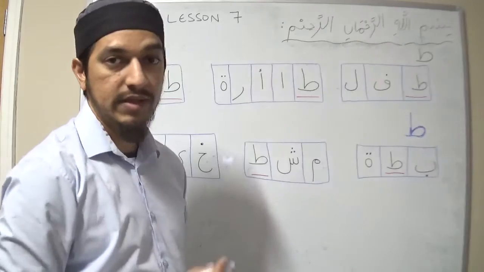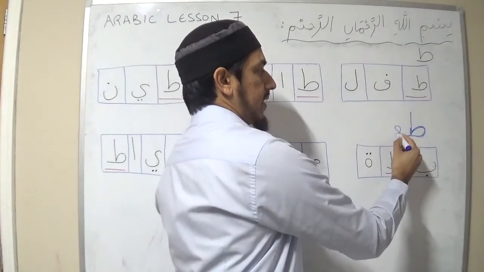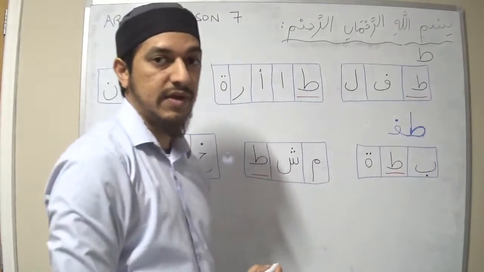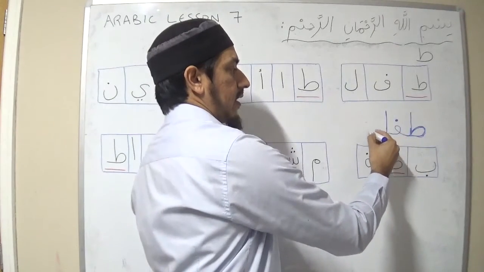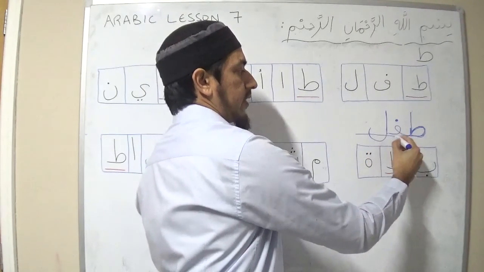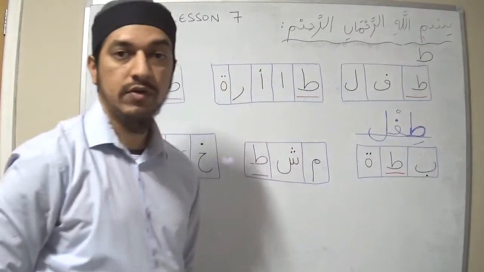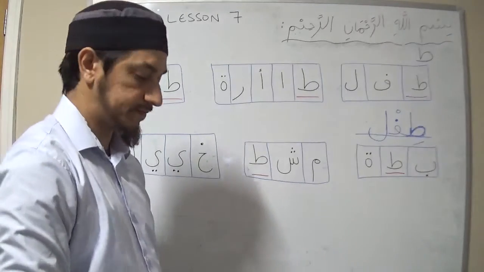So we have ta, and that will join onto fa. Just go up and down like a loop with one dot, as the fa has, and then we'll join it onto the lam. And the lam will be the one that will be going underneath. Tifl, meaning child.